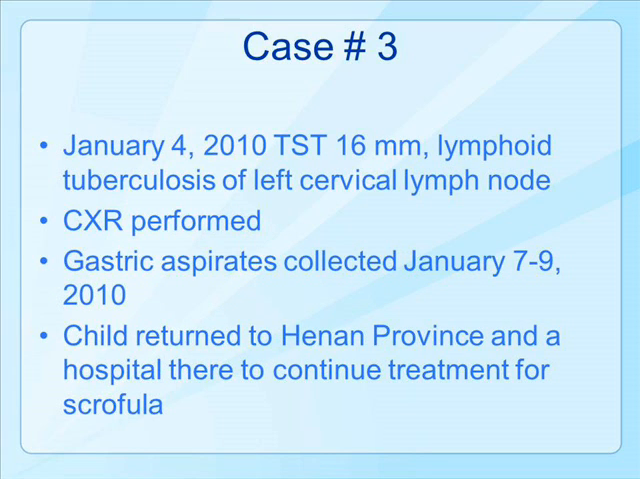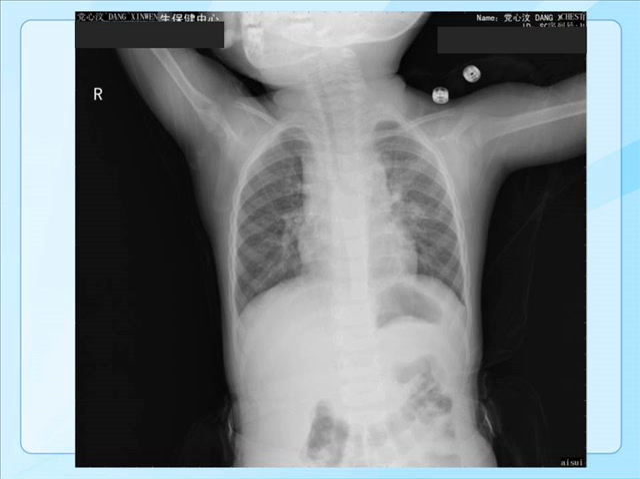In January of 2010, the patient was evaluated at the panel site, had a tuberculin skin test that was 16 millimeters, and had a biopsy showing changes consistent with TB. A chest x-ray was performed, which I'll show you in a minute, and gastric aspirates were collected at the panel site. Again, these evaluations are generally done per U.S. standards at panel sites, so gastric aspirates were sent, and the child was returned to her province to continue treatment while waiting for results.